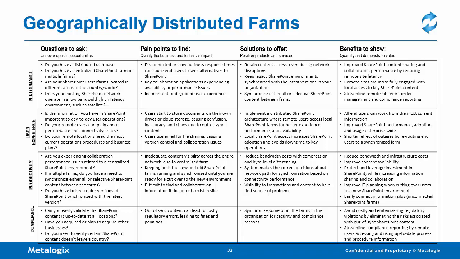Here I'll go through a few questions, but don't worry, not all. First, let's find out how large the environment is. Ask if they have farms located around the country. If yes, the common pain points are slow response times, user complaints, and possibly how the users in the remote locations are finding different collaborative alternatives. So we can offer the ability to synchronize not only all content, but selected content within the environment.